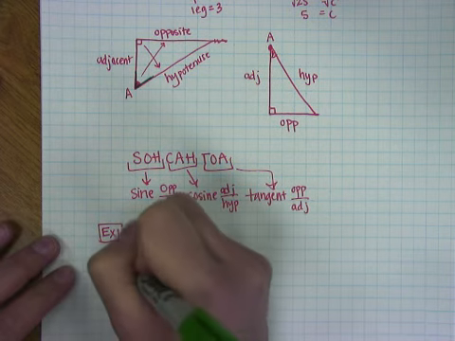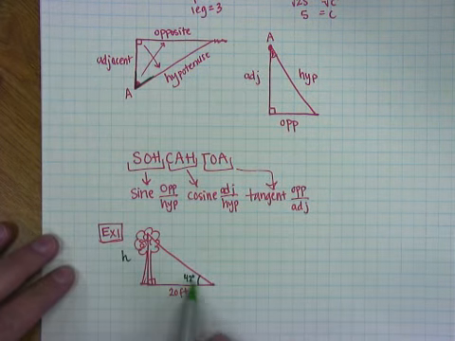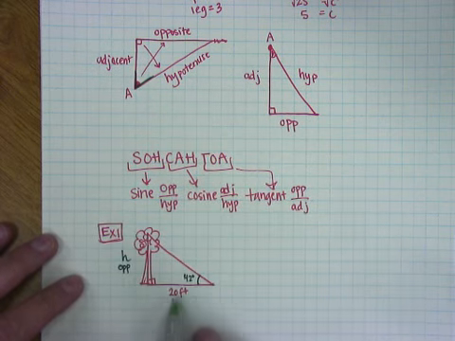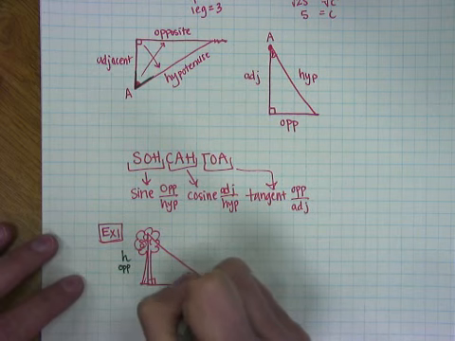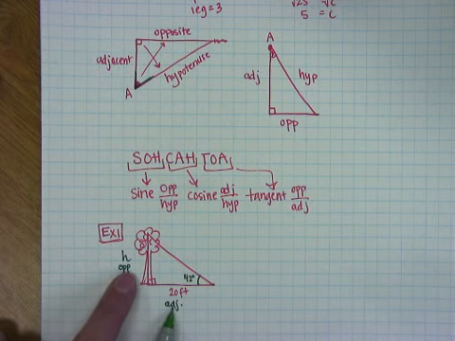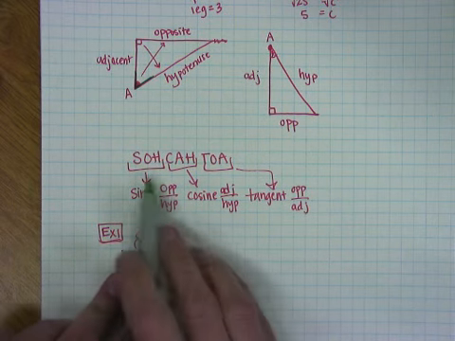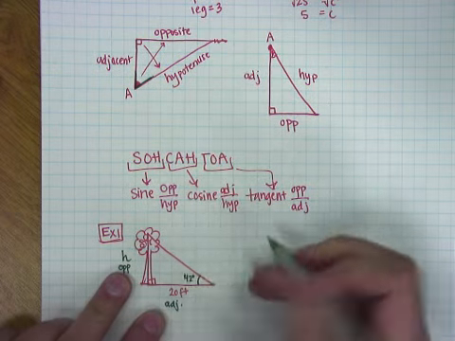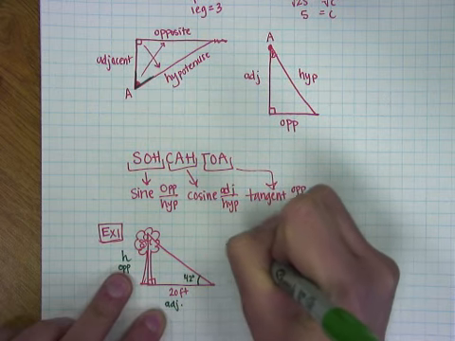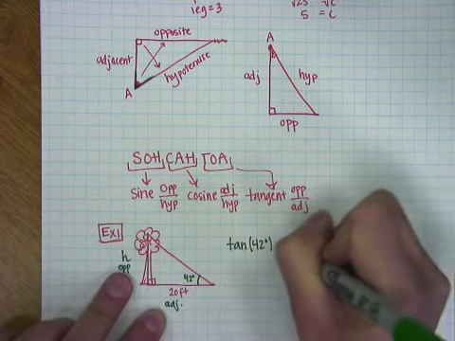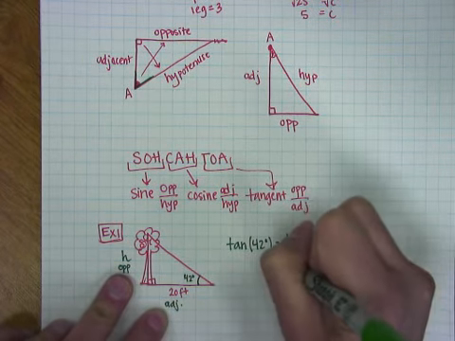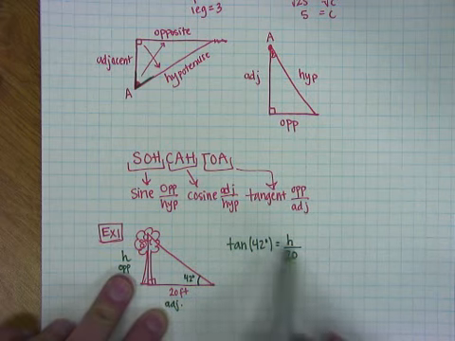Okay. Well, if I want to find the height of the tree, compared to this 42 degrees, this is my opposite side, and this is my adjacent side. And so what I would do if I wanted to find the height of the tree, I'm going to use the trig function that uses opposite and adjacent. So I look up here and I'm looking for the one that uses opposite and adjacent, which is tangent, TOA. So I would say the tangent of 42 degrees equals my opposite, which I don't know, so I'm going to say h, over my adjacent, which is 20. And now I have a little equation that I can solve.